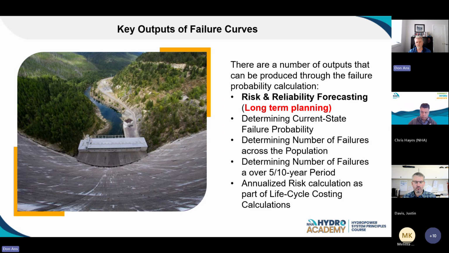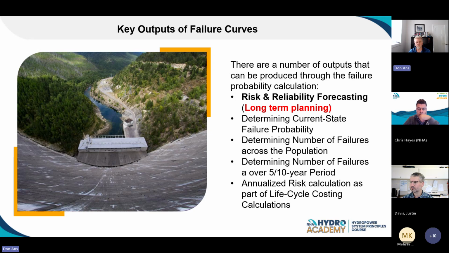So what are the key outputs of that curve? What would you use it for? The number one use I would have is long-term planning. I started with asset age. I then went to condition based. But for the assets that are well within their lifetime, say all those assets that were in good and very good condition, when do I show a replacement in my long-term planning? That's what the Weibull curves are for.